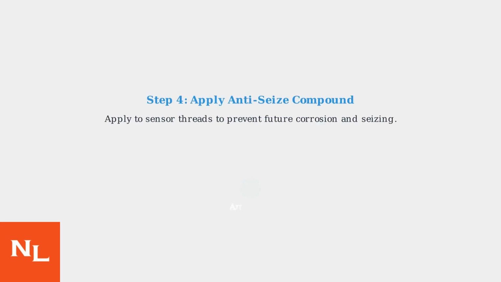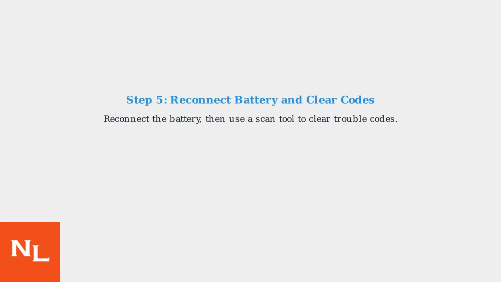When installing the new sensor, apply a small amount of anti-seize compound to the threads. This helps prevent the sensor from seizing in the exhaust manifold over time. After installation, reconnect the battery cable securely. Finally, use an OBD2 scan tool to clear any stored trouble codes and reset the system.